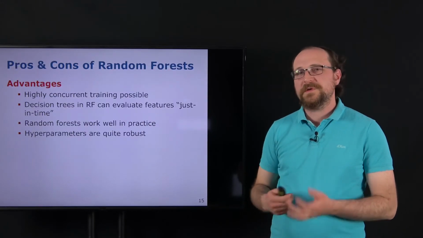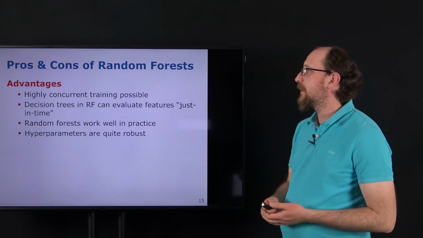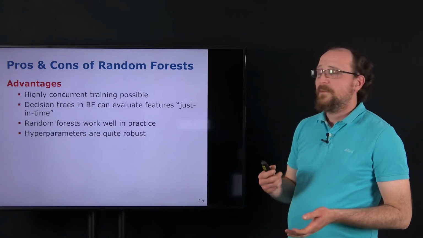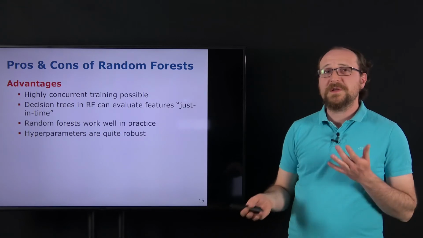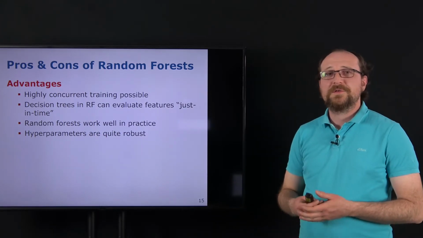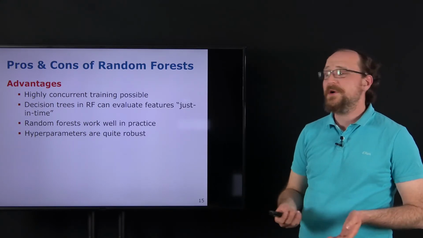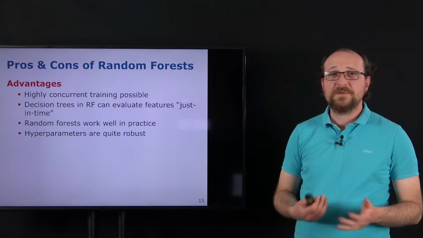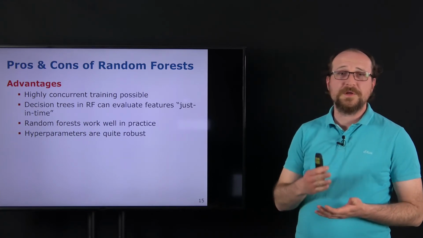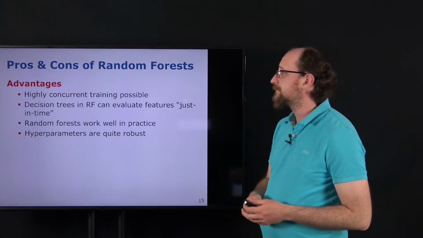When we talk about random forests, there are certain advantages. One advantage is that because the training of each tree is independent of the others, we can use as many cores or computers as we want to train them. So we can really speed it up. We don't have to train each tree after each other, but can train them concurrently.